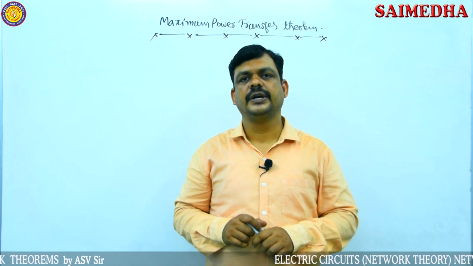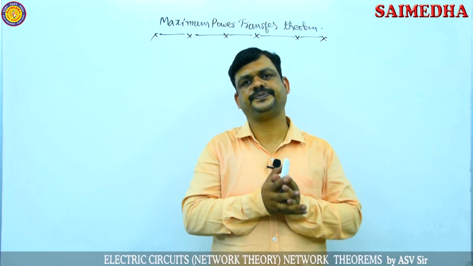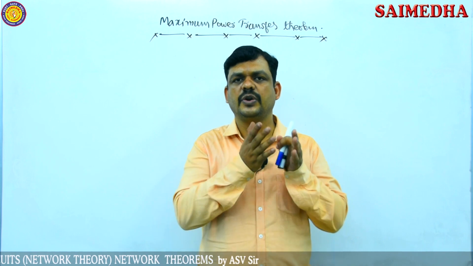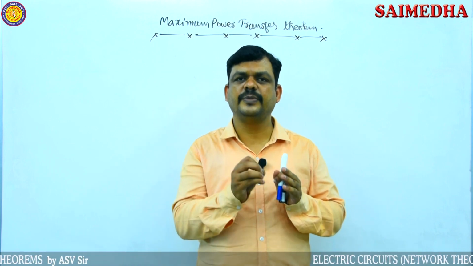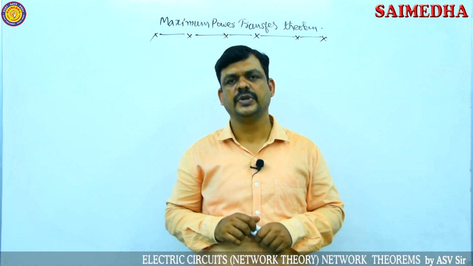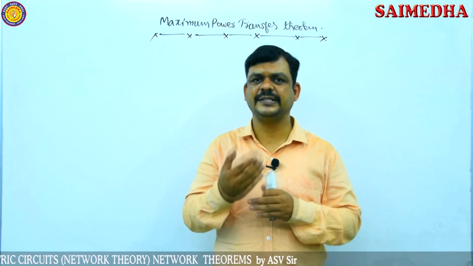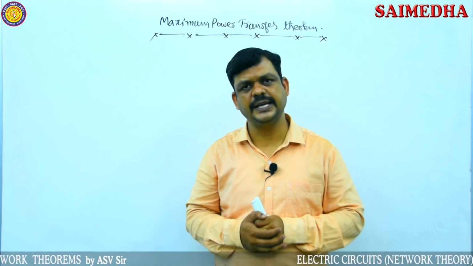That means the complete network is connected with one load resistor. This load resistor consumes power, and the power consumption is maximum at a particular condition. That condition we have to find out here. For DC circuits and AC circuits, different conditions are there. So first we will go through the DC circuit.